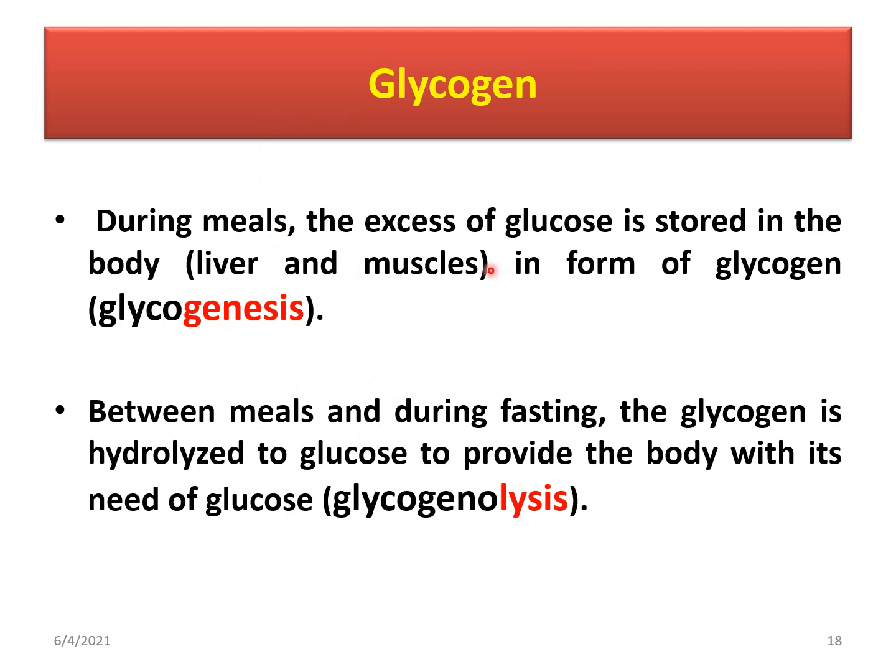During meals, any excess glucose is stored in the body, usually in the liver and also in the muscles, in the form of glycogen by the process called glycogenesis. Glycogenesis is the process by which glucose is deposited in the form of glycogen. While between meals, during the fasting state, the glycogen is broken down in order to release glucose by the process called glycogenolysis, the process of breakdown of glycogen.